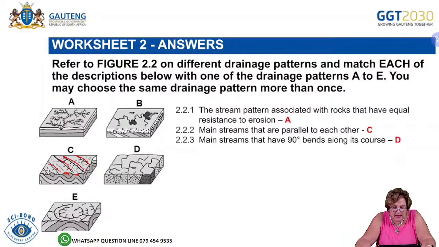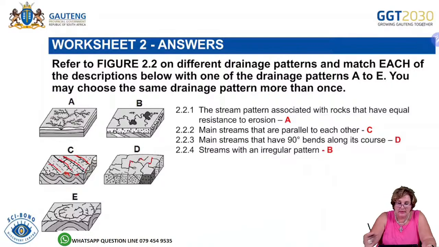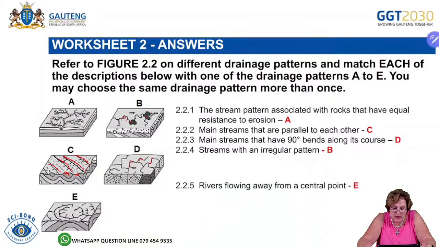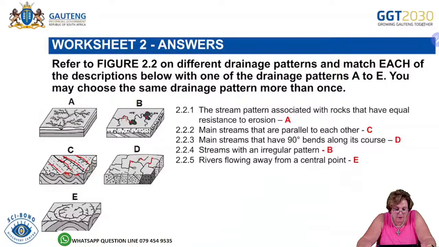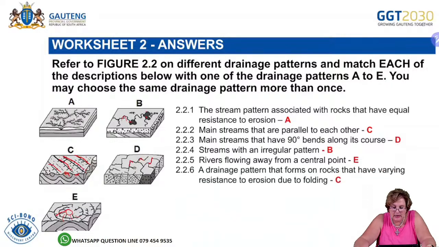Main streams that have 90 degree bends along their course. 90, 90, 90. It belongs to D. Streams with an irregular pattern, we said it's deranged, it's that one. There's no specific pattern, it's number B. Rivers that flow away from a central point. There's my central point, so it's flowing away. So the answer is going to be E. Remember they said you can use some of them more than once.